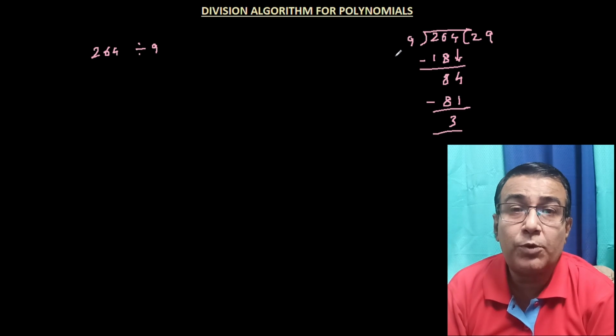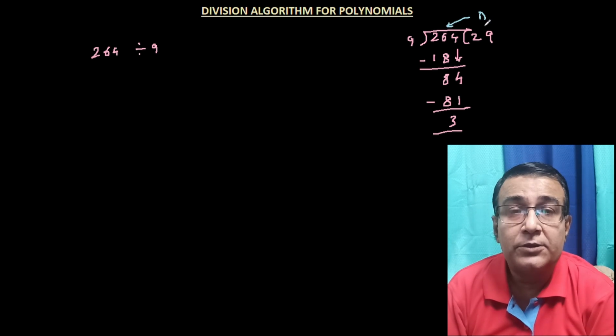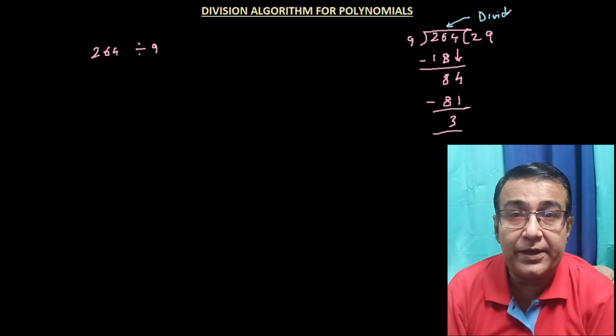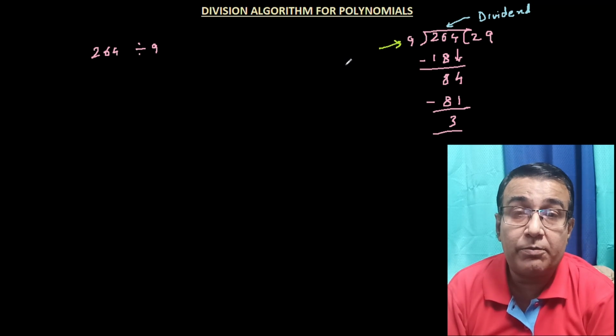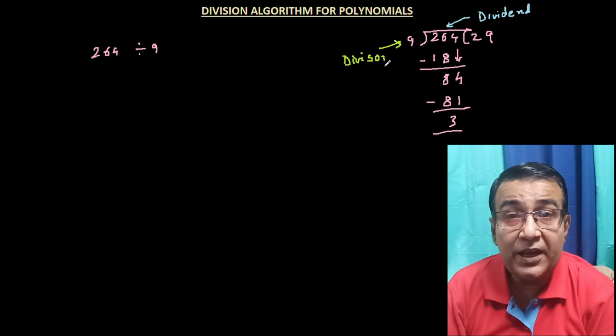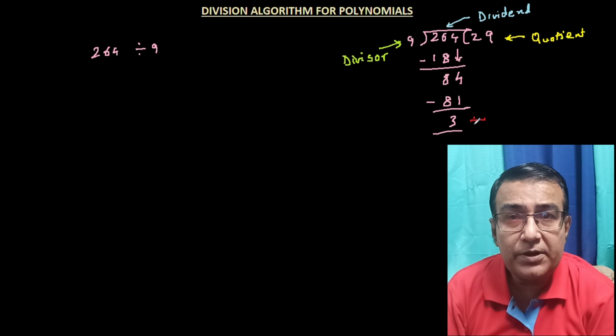And let's have a look at what all we have now. So this number 264, as I told you, is the dividend. So the number which is being divided is called the dividend. 9 is the divisor, which means that the number with which you divide is called the divisor. This 29 that we have got here is called the quotient. And this number at the bottom, 3, is called the remainder.